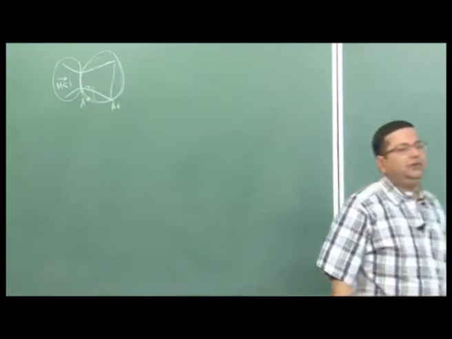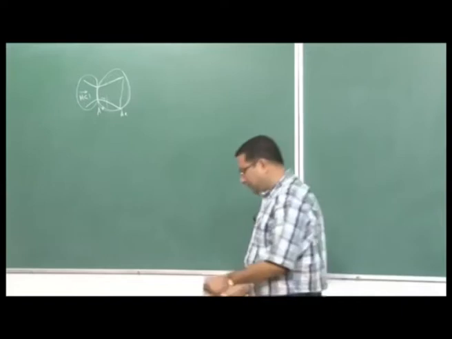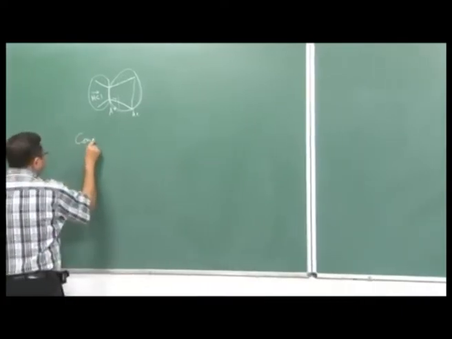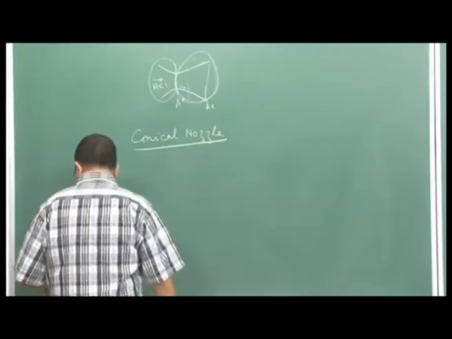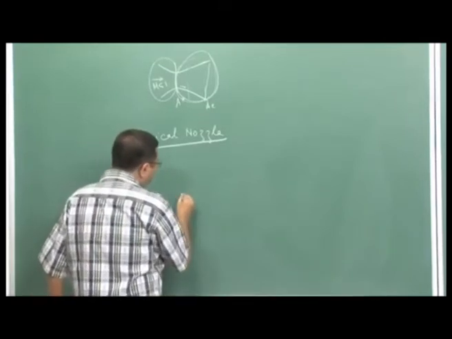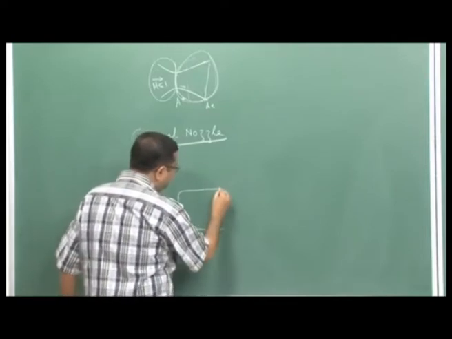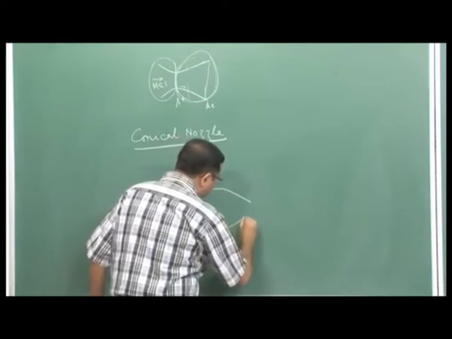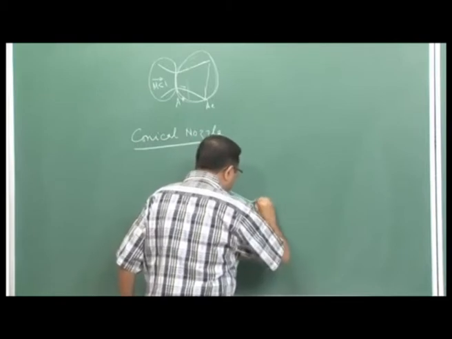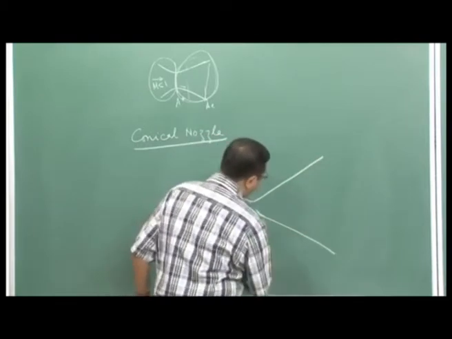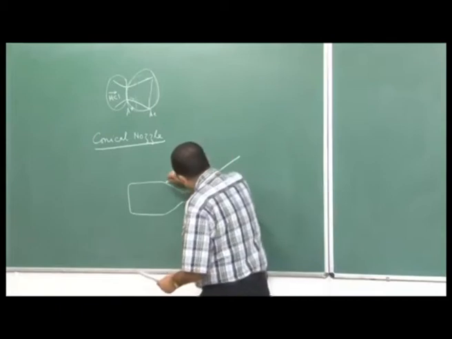Let us now start with various shaped nozzles. The simplest one is a conical nozzle. So, first let us look at a conical nozzle. A conical nozzle is a converging diverging nozzle, but with a very simple geometry. Let me consider a rocket. This is the combustion chamber, a small converging portion, then a smooth transition through the throat, and then a diverging portion like this. This is a typical conical nozzle.